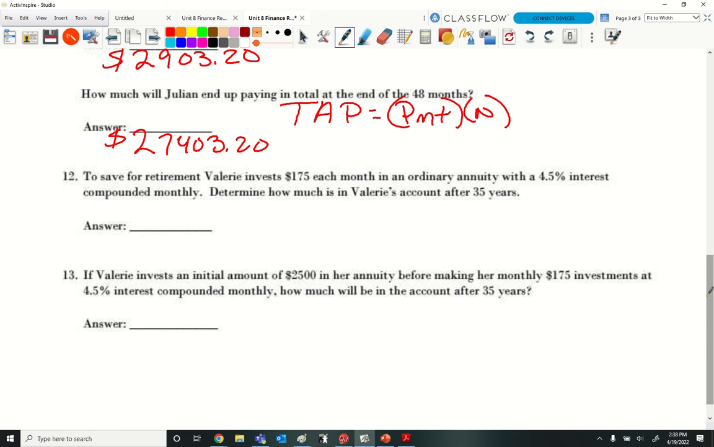To save for retirement, Valerie invests $175 a month in an ordinary annuity. Ooh, annuities. Where do we find annuities? Very good. Now, what's different about annuities? We're looking for the future value. So that means that your initial amount is normally positive. And don't forget, you're paying yourself on these, so you're not going to deal with the negative there.